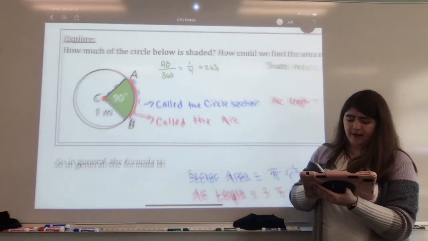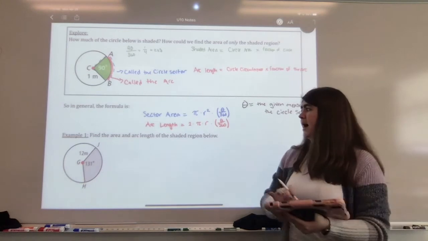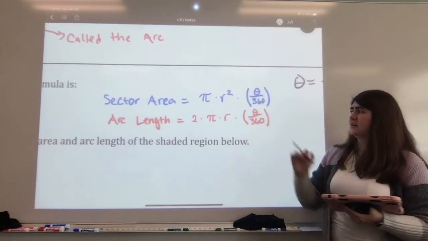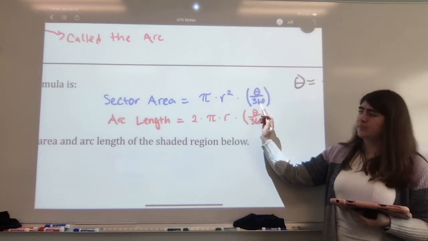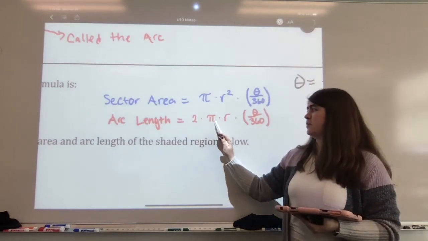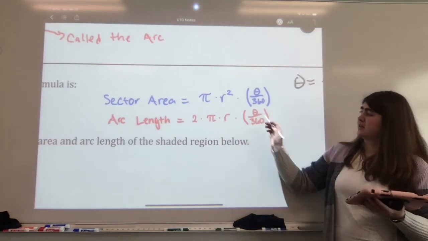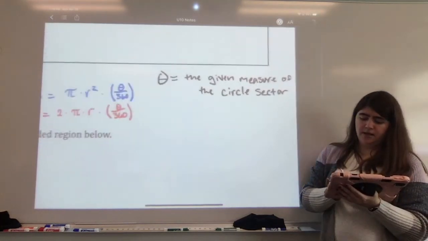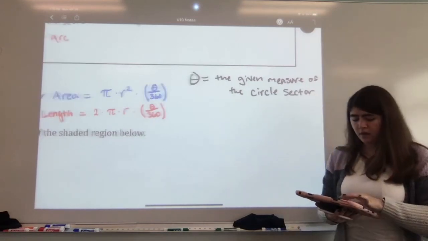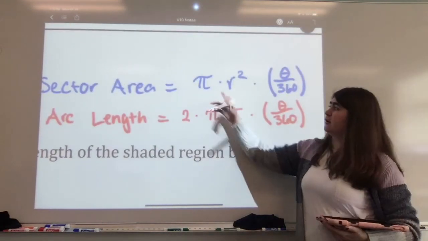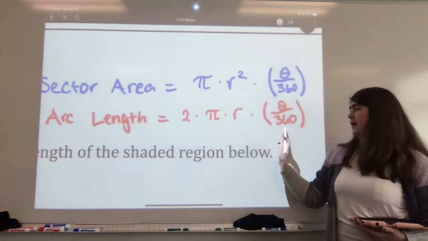So in general, we have this formula that says the sector area is equal to pi times r squared times the number of degrees out of 360, and then arc length is equal to 2 times pi times r times the number of degrees out of 360. And this is what we call theta, and it represents the given measure of the circle sector. So we have the area of a circle times the fraction, the circumference of a circle times the fraction.